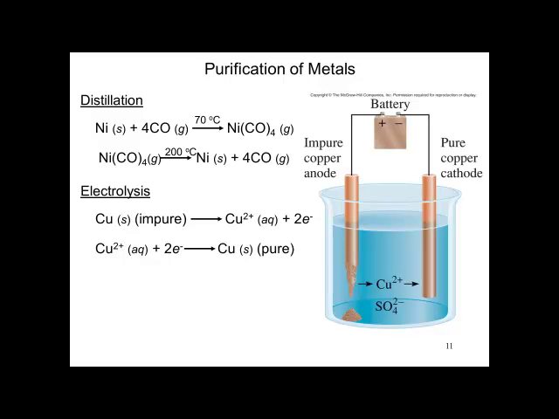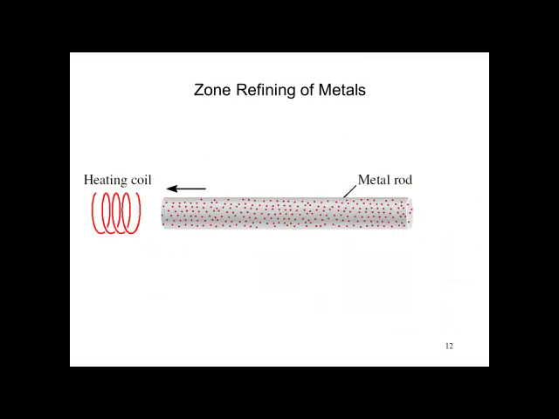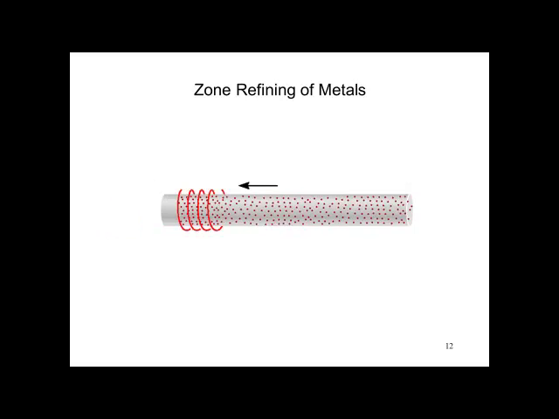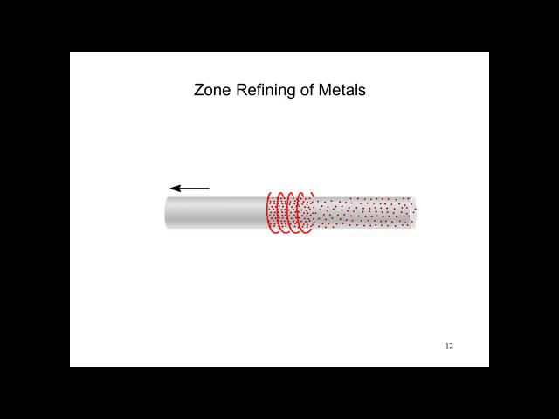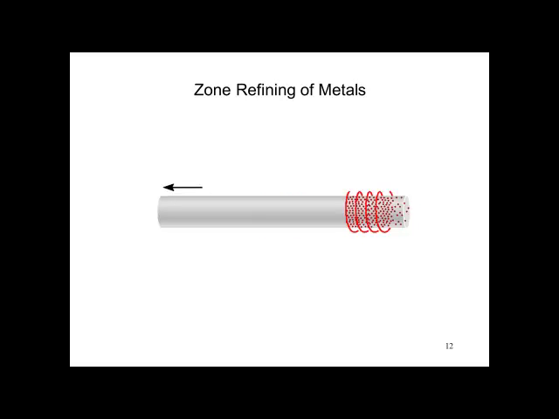Electrolysis is used to purify copper. Here the reactions show how the impure copper is changed into pure copper by electricity. Finally, there's zone refining. Here the metal with its contaminants is passed through a heating coil. As it goes through the heating coil, the contaminants are concentrated in one end.